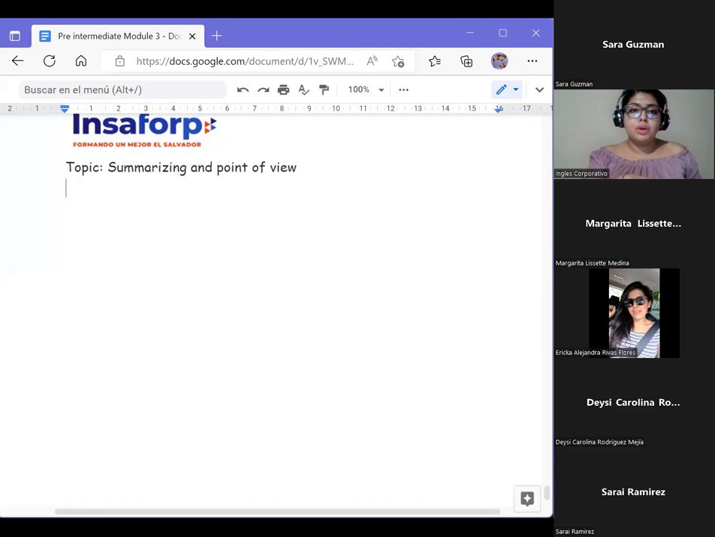Now, we need to know what summarizing is. Also, we need to know how people benefit from summarizing. What is the benefit that we can have with this system? Also, why is it important to use summarizing? And also, how to use summarizing.